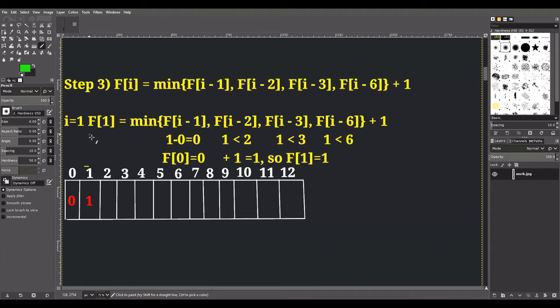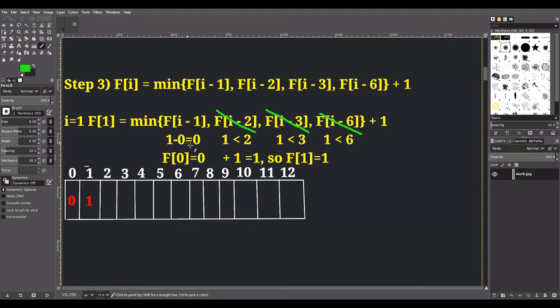So for the first one, I equals 1. So f of 1 will equal the minimum of this set. If I is 1, 1 minus 1 is 0. We can't use this one because 1 is less than 2, so this would give us an index that's out of range. The same thing here, 1 is less than 3, which gives us an index that's out of range. And 1 is less than 6, which gives us an index that is out of range.